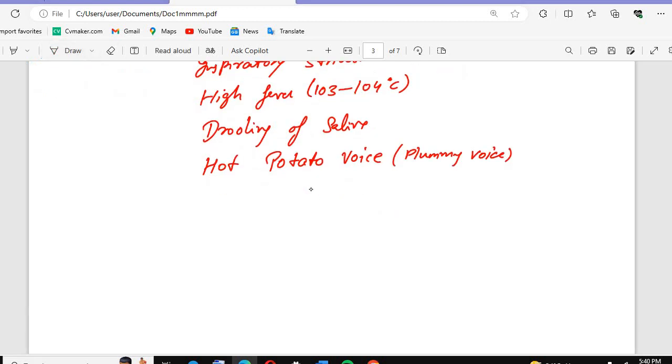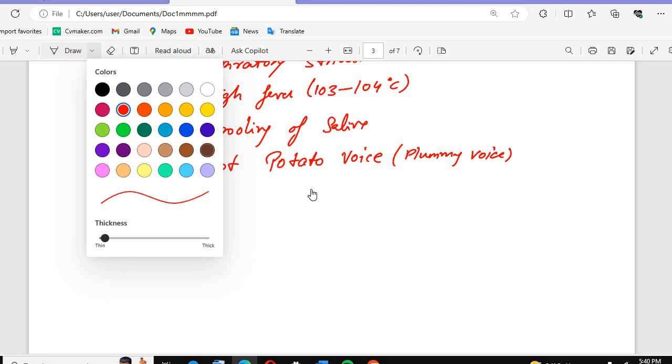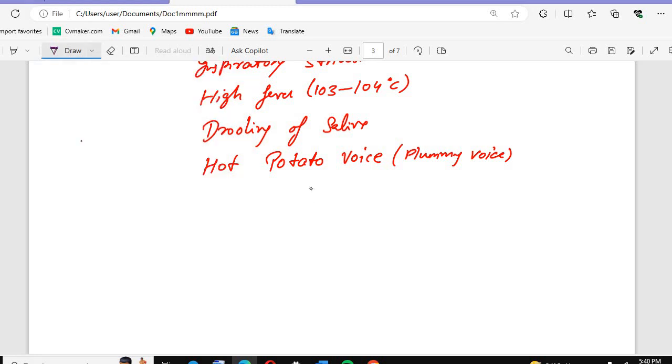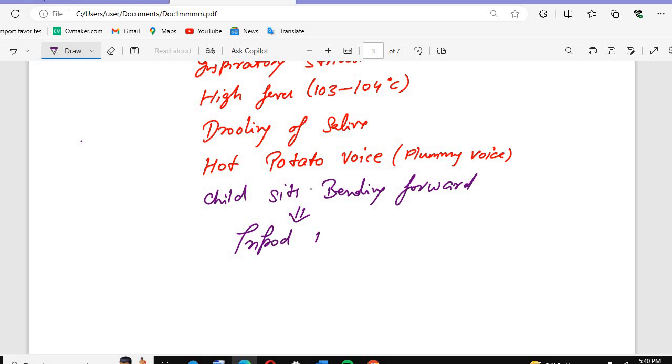If you get images, great, but most of the time you get image descriptions instead. If they do give you images, don't worry, the question becomes easy. If the child sits bending forward, we call this condition the tripod position, or tripod sign. The baby will be in the tripod position and the tripod sign will be there.